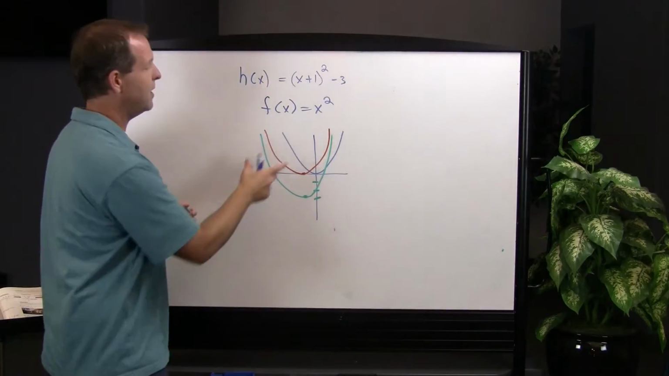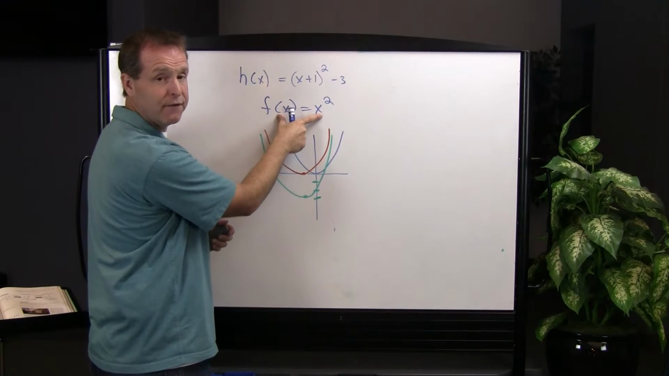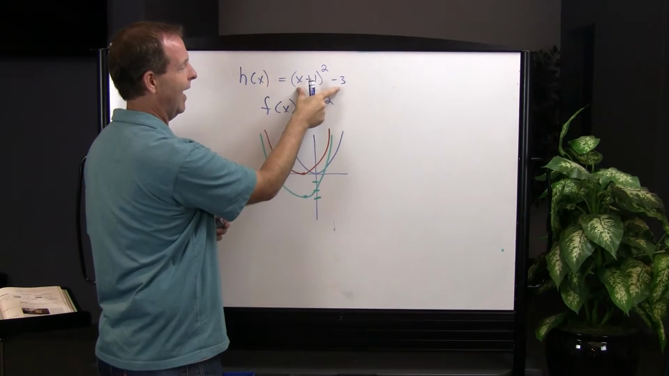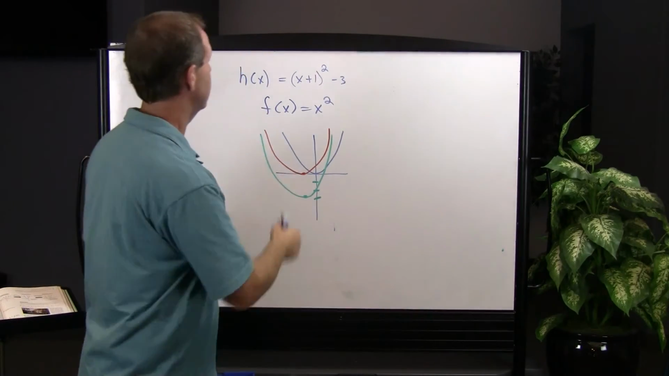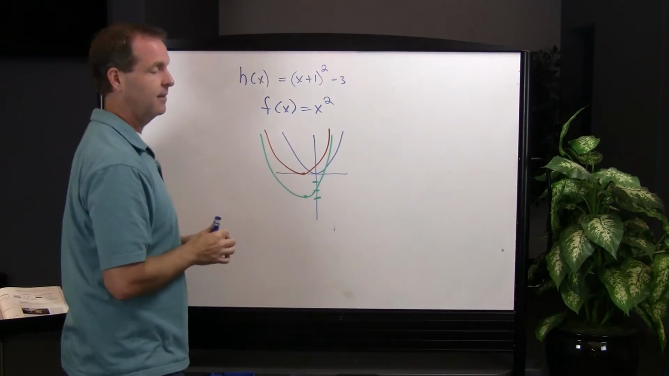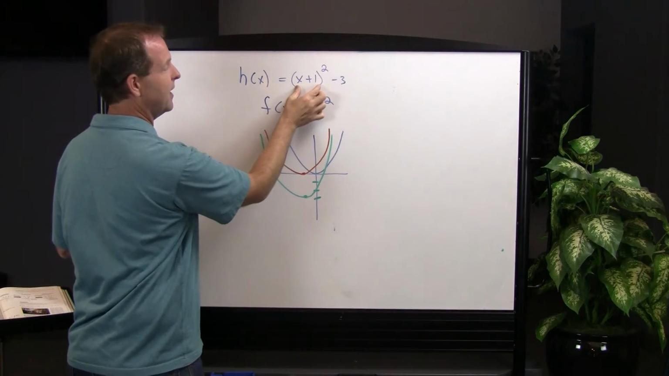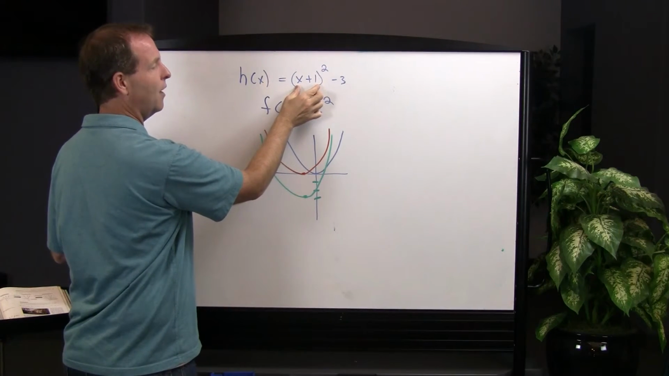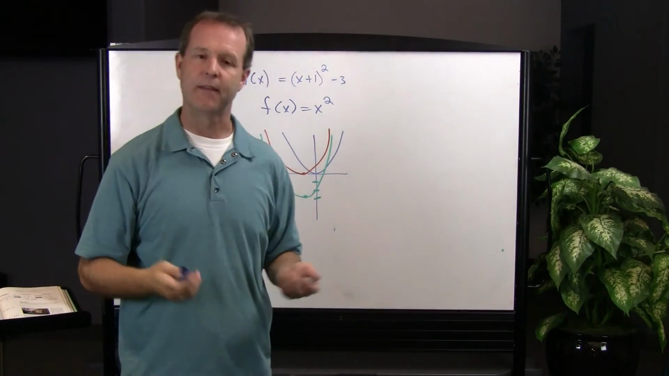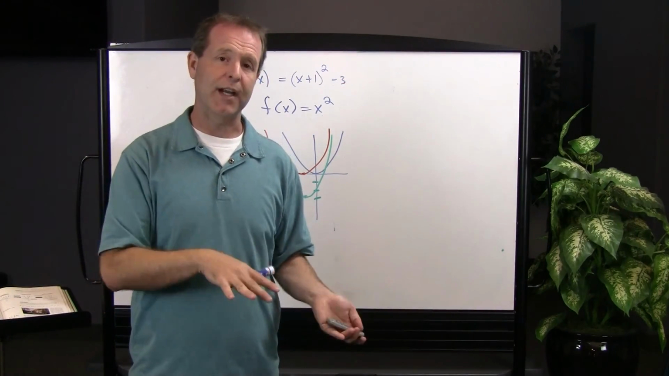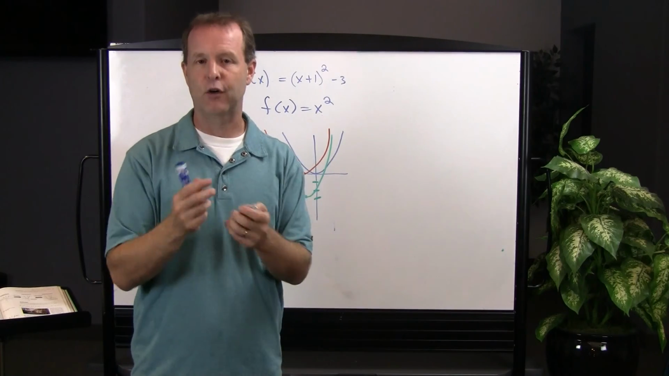So just by knowing what its base graph or its base function is, x squared, I can go ahead and graph that function, (x plus 1) squared minus 3, with fair certainty by taking the graph, shifting it left 1, and shifting the whole thing down 3 to get that particular graph. And that's finding transformations using horizontal and vertical shifting.